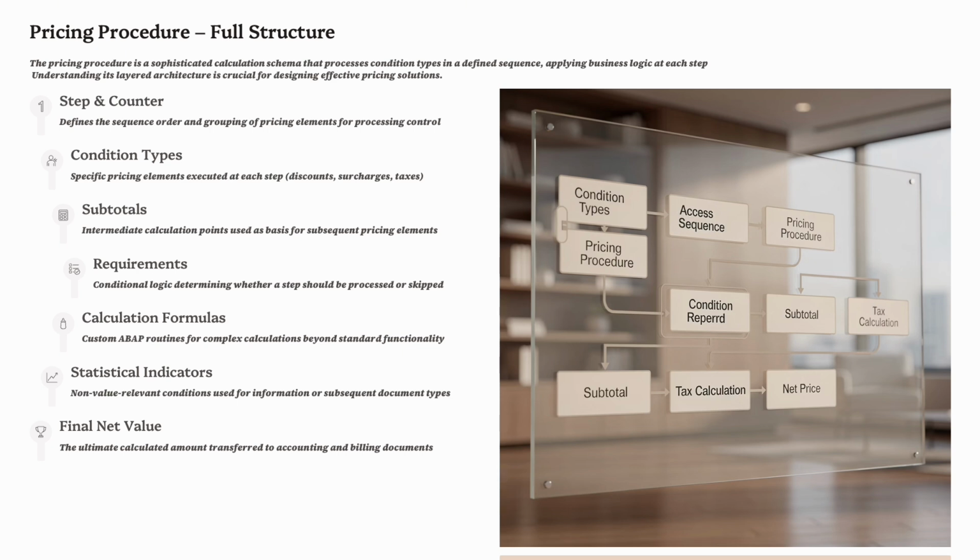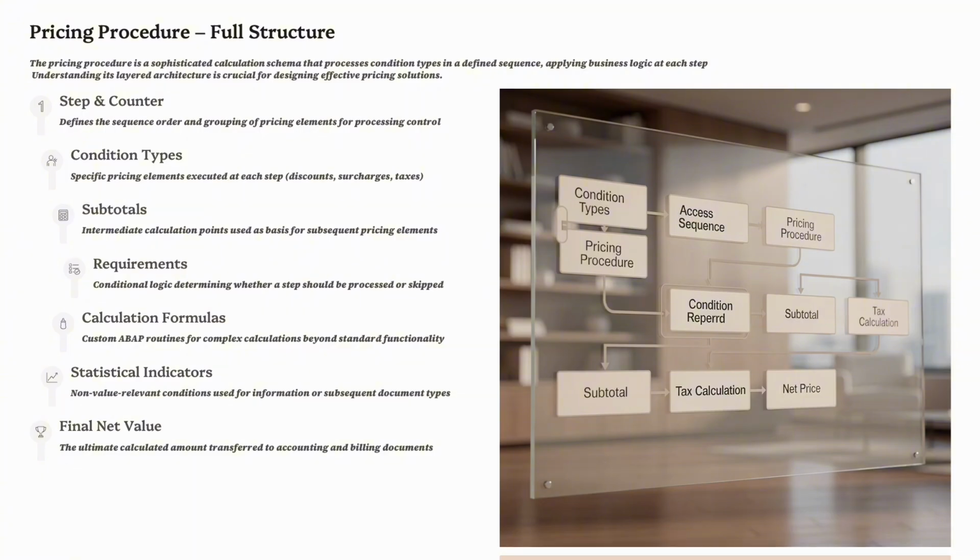Let's break down the major elements inside a pricing procedure in detail. 1. Step and counter structure. Each line in the procedure starts with a step number and an optional counter. Step defines the main order of calculation. Counter allows multiple condition types within the same step.